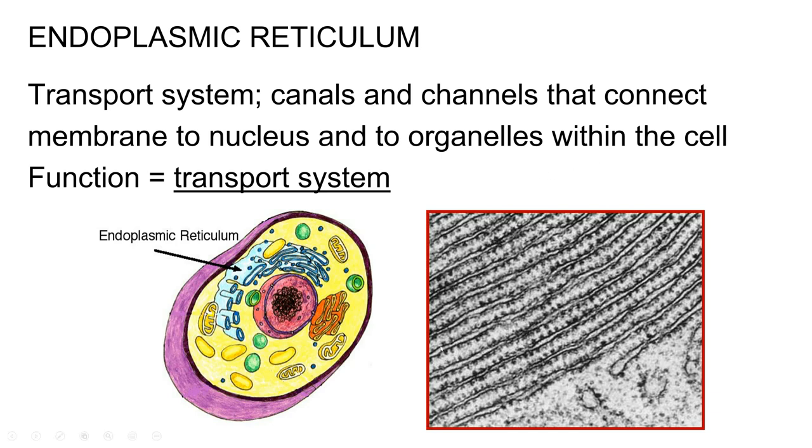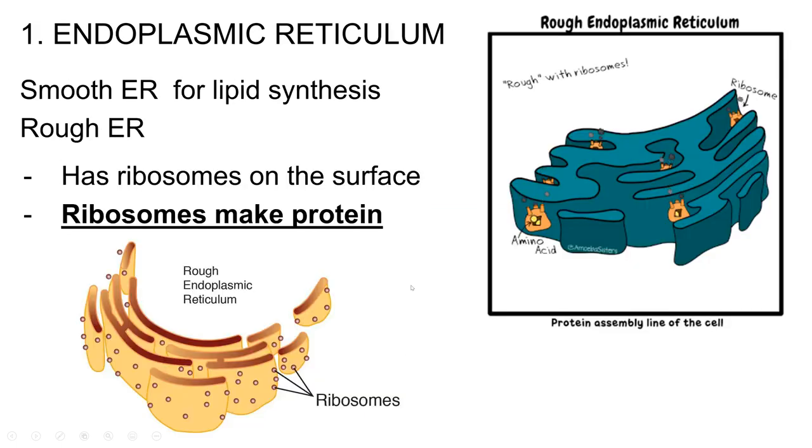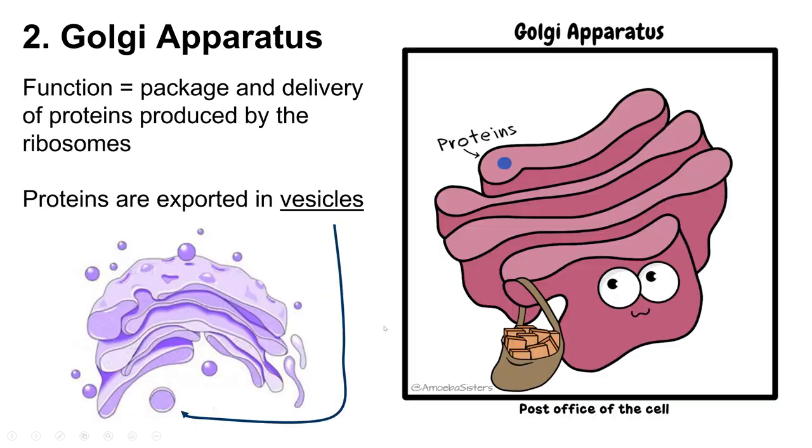Here is a picture of rough endoplasmic reticulum. You can see the hollow parts are the inside or the lumen of the endoplasmic reticulum, and then these little black dots are all the ribosomes embedded on it. Here's the smooth, there is the rough. Smooth ER is for lipid synthesis, and rough ER has ribosomes to make proteins. And so the proteins are created directly into the lumen of that endoplasmic reticulum.